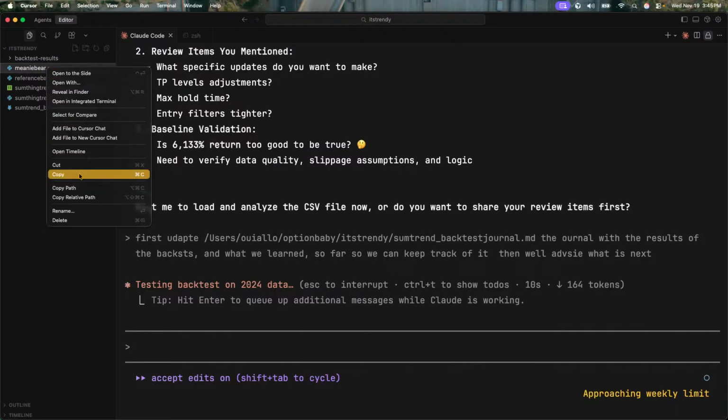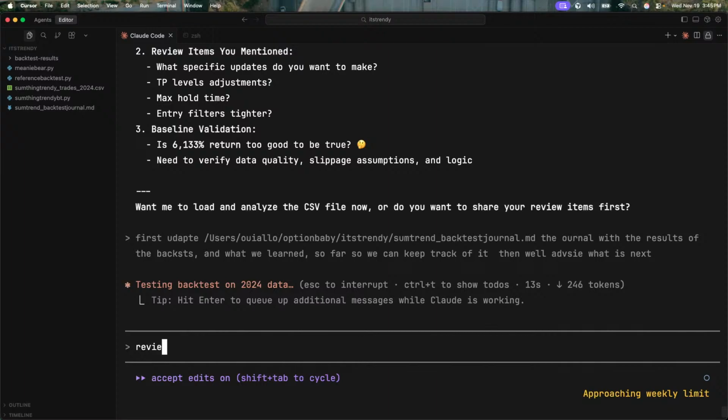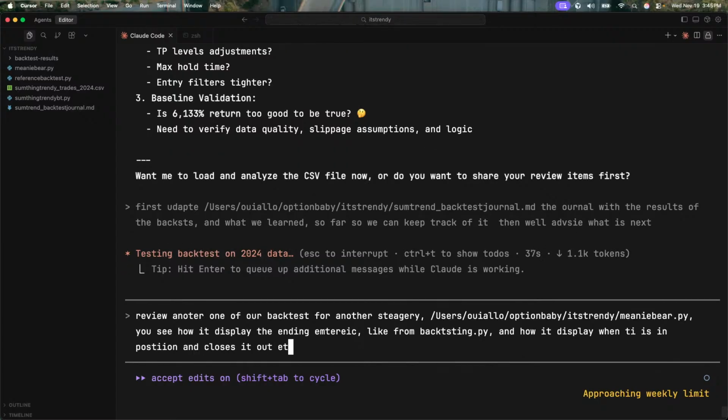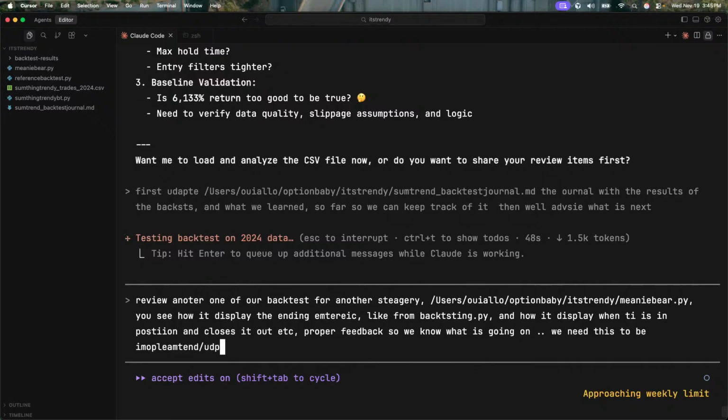So you're going to update that. Then what I'm going to say is, review another one of our backtests for another strategy. You see how it displays the ending metrics like from backtesting.py, and how it displays when it is in position and closes it out, etc. Proper feedback so we know what is going on. We need this to be implemented/updated to our strategy we're doing here.